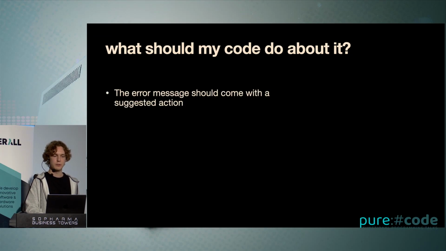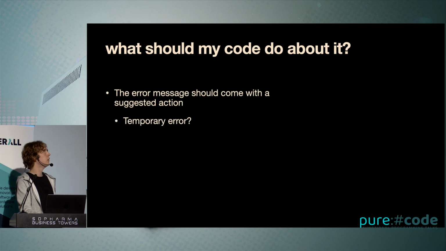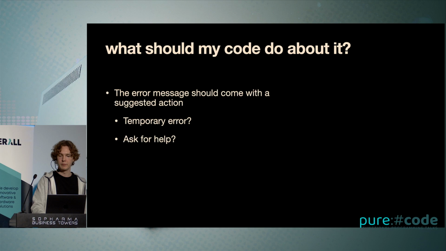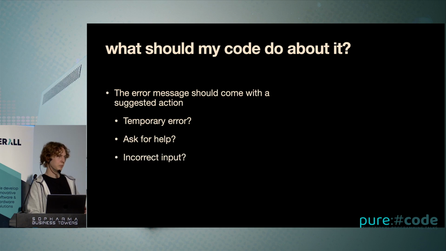Every error message should come with a suggested next action. If I get an error, tell me what I should do with it. Is it a temporary error? Should I ask for help? Was it a bad input? Invalid input? Do you want him to back off and retry later?